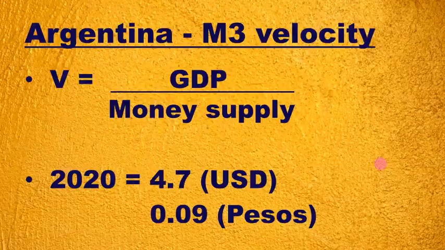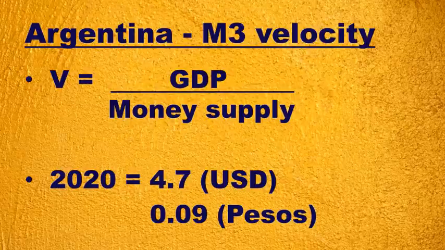Now, I was unable to find a chart for the velocity of money for Argentina, so I tried to find what the value was for the velocity, and I couldn't find that either. So I thought, well, why don't I just try and calculate it myself? So the velocity of money is the GDP divided by the money supply. So I hunted around and found what the values were for the GDP and for the money supply. But of course, these can be quoted in either US dollars or in the local currency, Argentinian pesos.